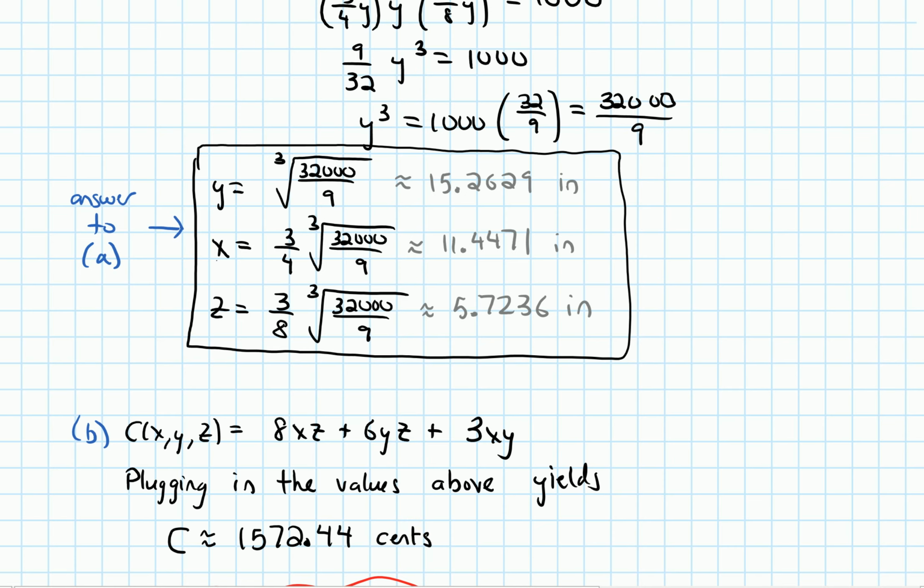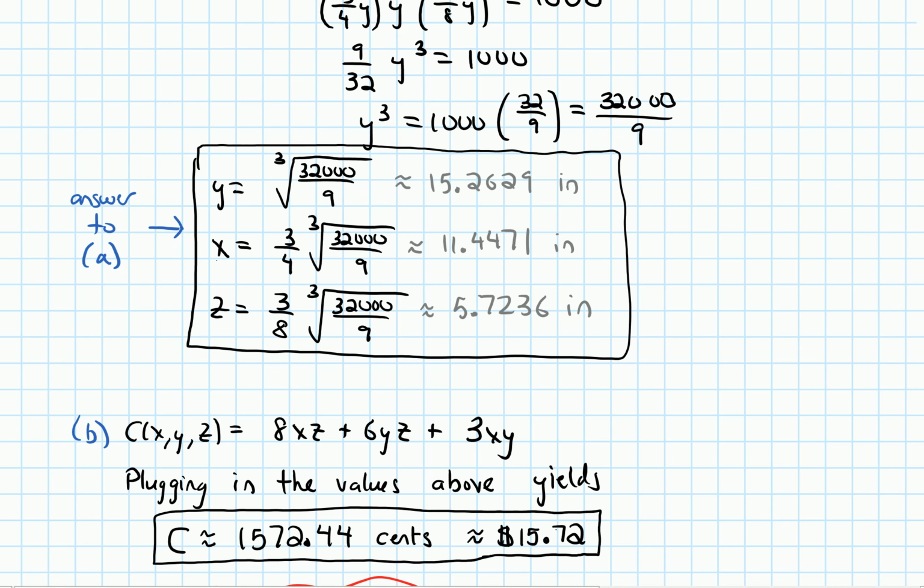If I put that in dollars, I would divide this by 100. That would move the decimal 2 spots to the left. And we'd get this is $15.72, if I rounded it to 2 decimal places, or about $15.72. That's the cost of the cheapest possible drawer that we can make.